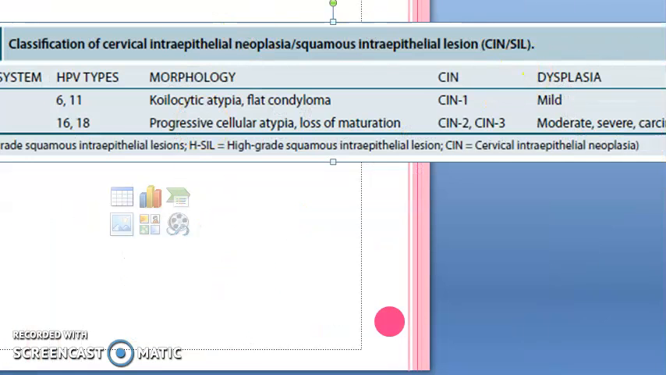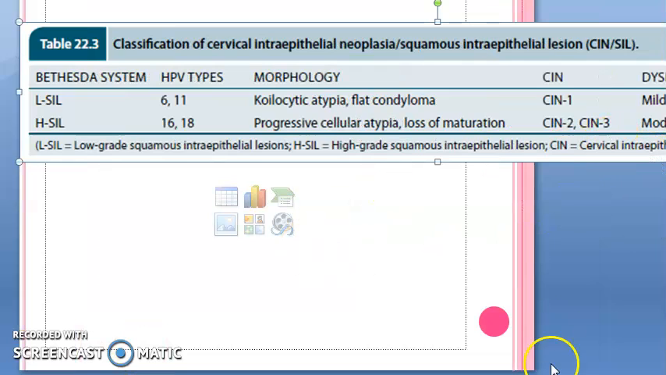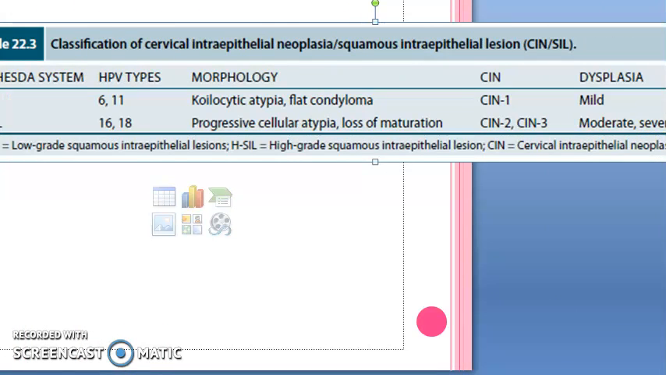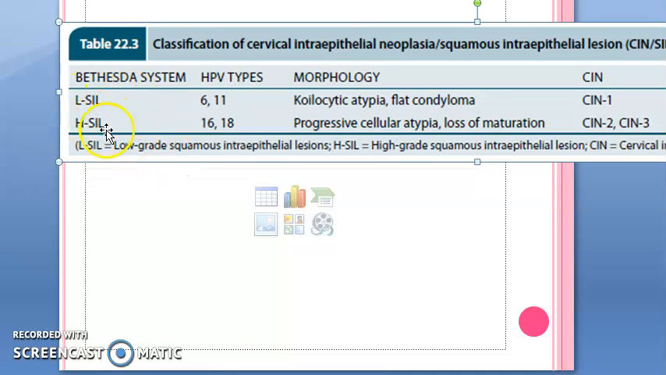In the cervical intraepithelial neoplasia or squamous intraepithelial lesion, there are 2 types. LSIL and HSIL. L means low grade squamous intraepithelial lesion. HSIL is high grade squamous intraepithelial lesion. CIN is cervical intraepithelial neoplasia. So these are the terms. There are only 2, low grade and high grade squamous intraepithelial lesion.